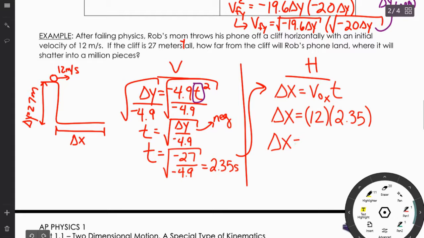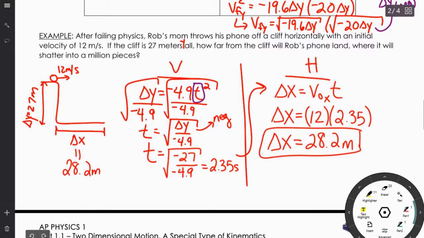So where is Rob's phone going to land? Let's do it in the calculator real quick. It's going to land out at 28.2 meters. So this distance over here would be 28.2 meters.